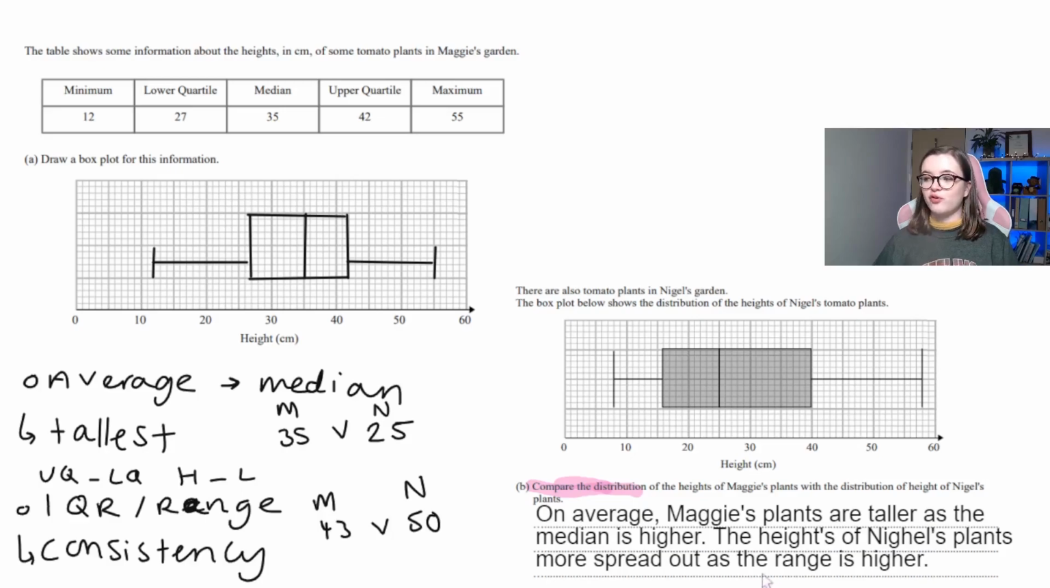So all they're looking for here is a comparison on an average and a comparison on a range. That's what they're looking for. If you get both of those down and what that means in the context, you're going to get 2 marks. So there we are. That's the second question.